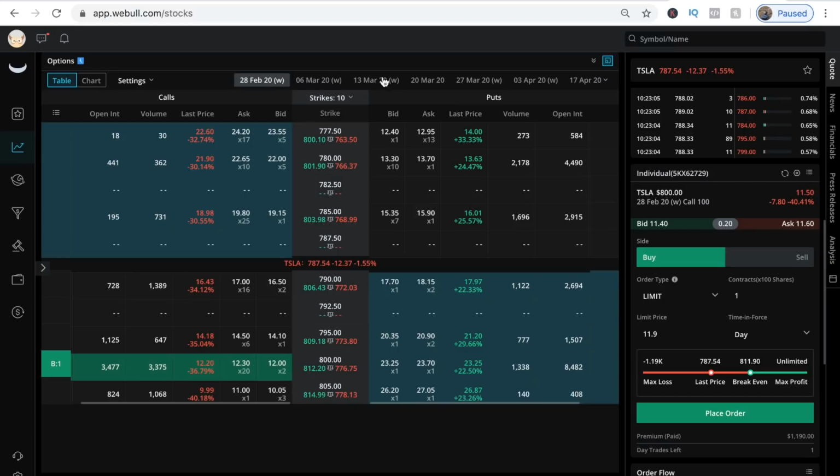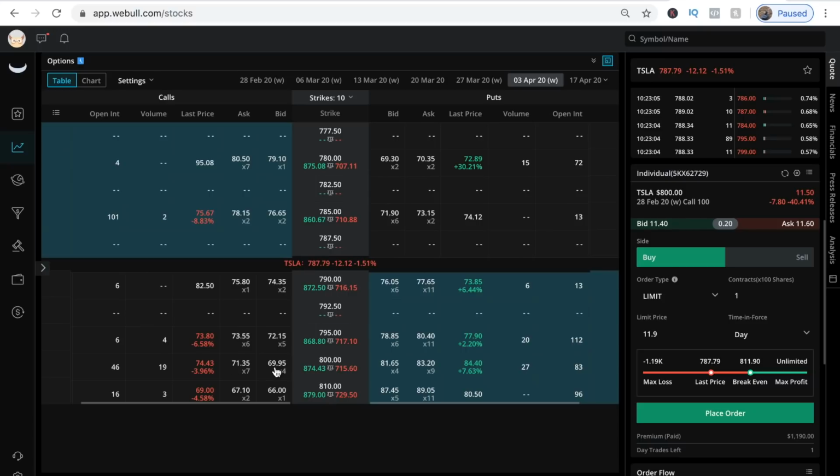But if I buy this for maybe March, April, it's going to cost me significantly more, and I'll show you guys a better example with a stock that's not going to be as volatile, because the volatility, the time factor here is super high.